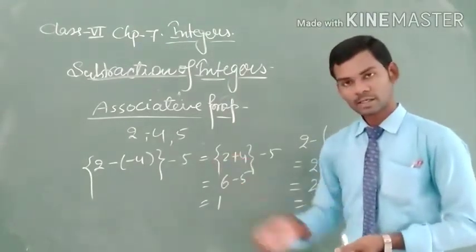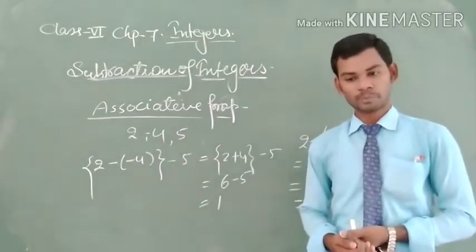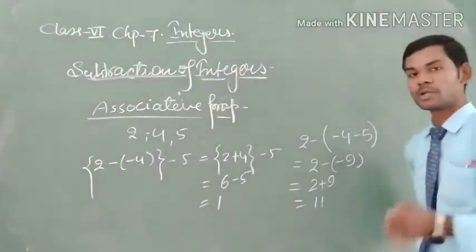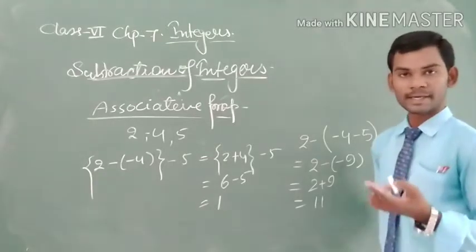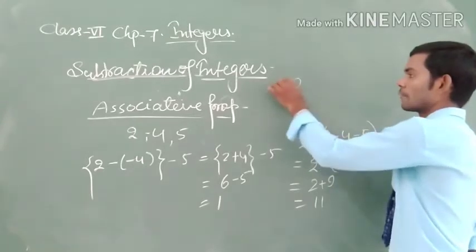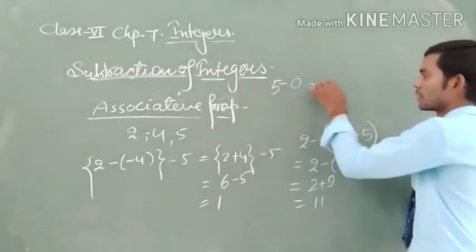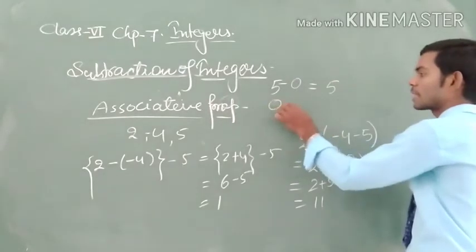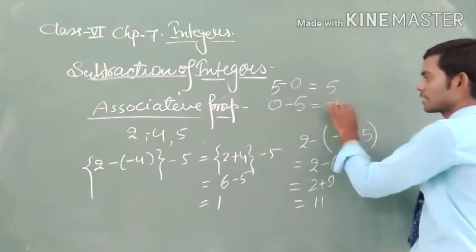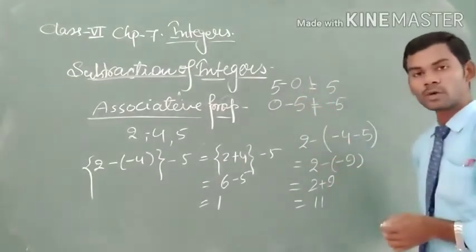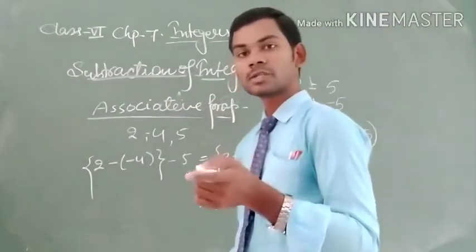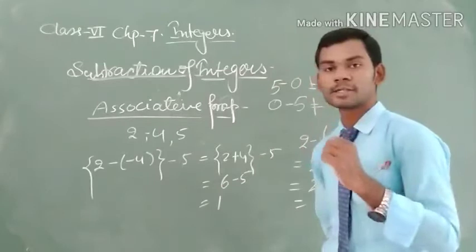The next is the identity property. We know that 0 is the identity element. If we subtract 0 from 5, we get 5. But if we subtract 5 from 0, we get minus 5, which is not equal. This means the identity property is also not satisfied by integers under subtraction.